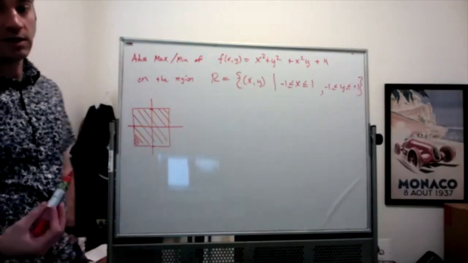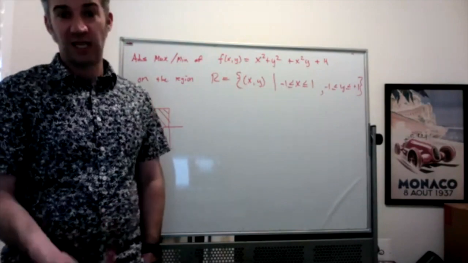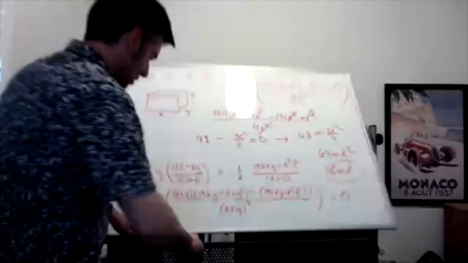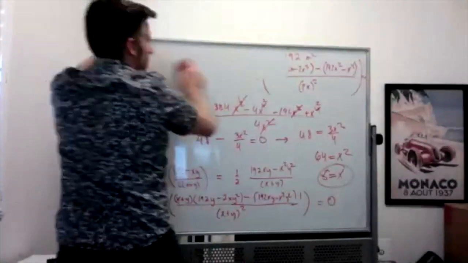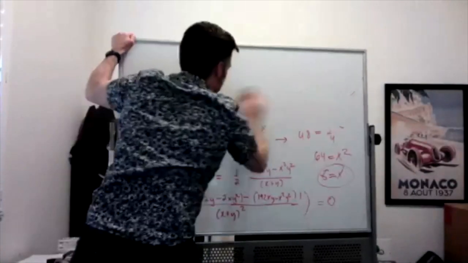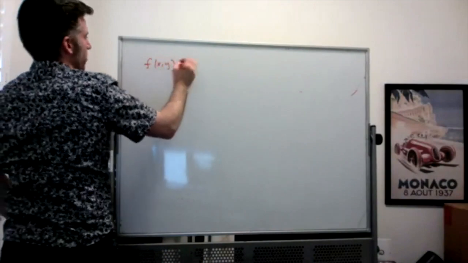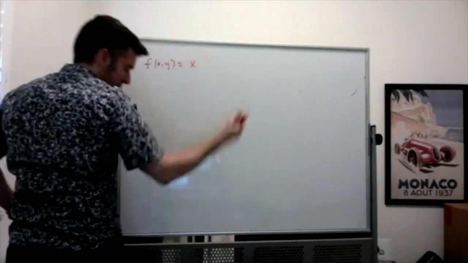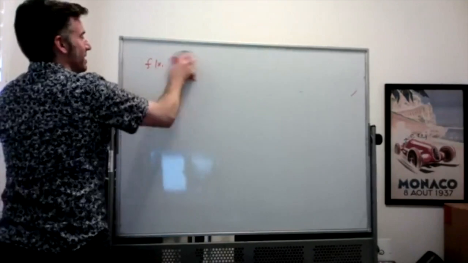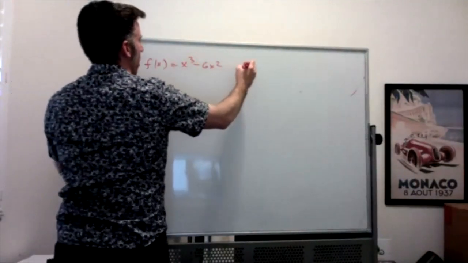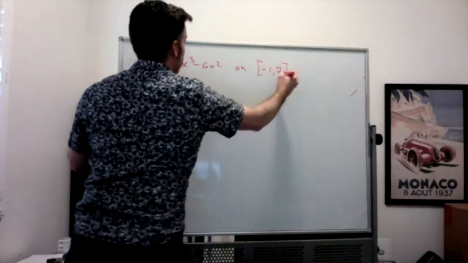And very similar to how this worked in 17a. In fact, let's do a quick 17a example. I'm going to come back to this, but let me point out: if I said I wanted to find the absolute maximum and minimum of f of x equal to x cubed minus 6x squared on the interval from -1 to 7.